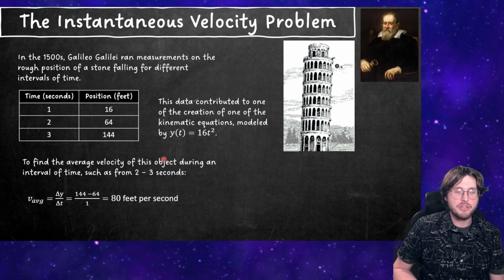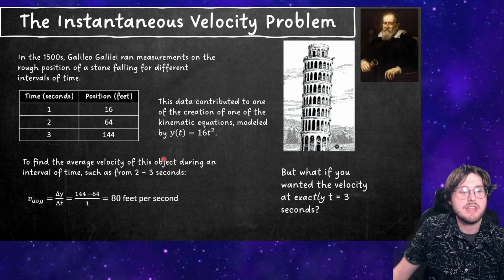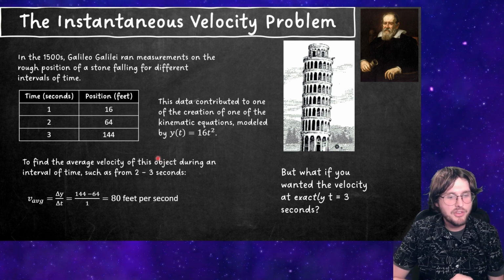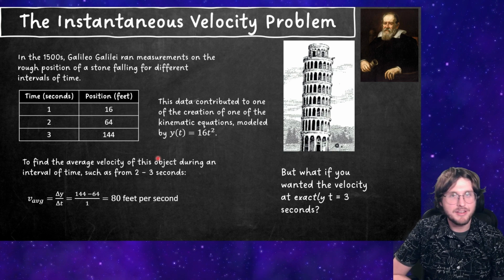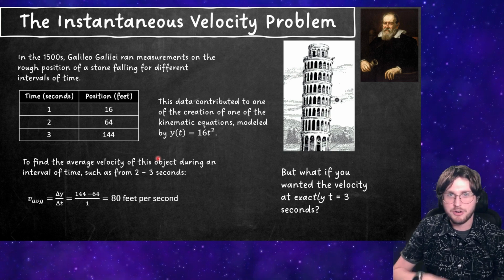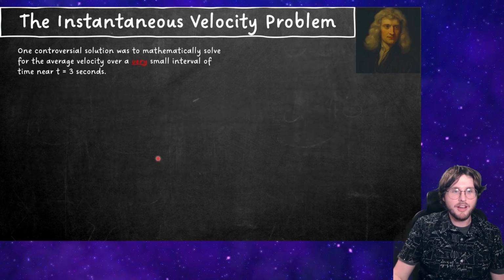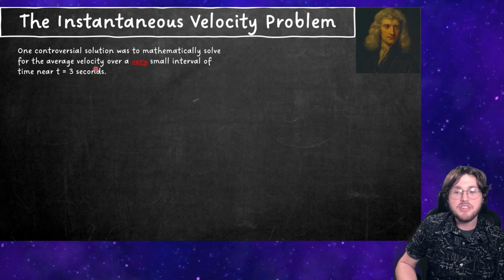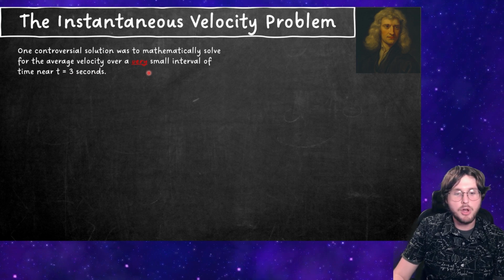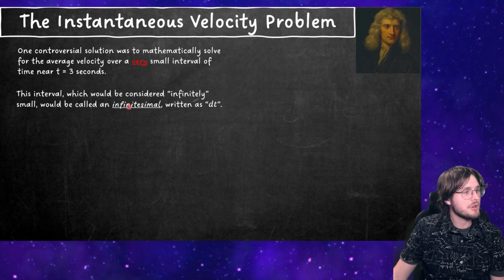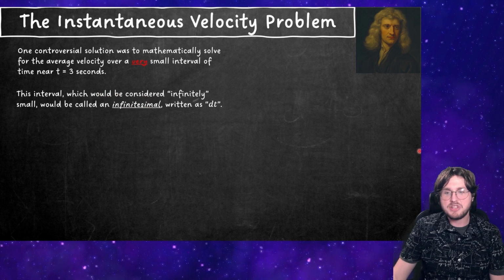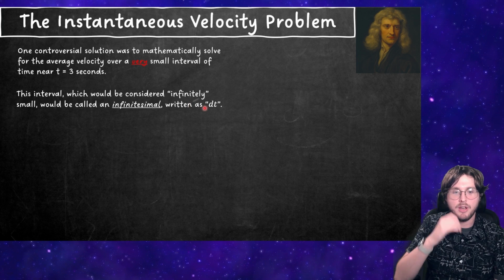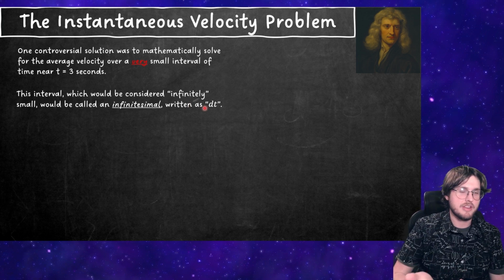So a problem arose. Like, what if you wanted to find the velocity at exactly t equals 3 seconds? What could you do? And so, while a lot of attempts were made to study and address this issue, including better measurement techniques, of course, it was our boy Isaac Newton who had a rather controversial idea. He suggested using an infinitely small, almost hypothetical number called an infinitesimal, which generally is written or symbolized as a lowercase d next to whatever quantity was intended to be infinitely small.